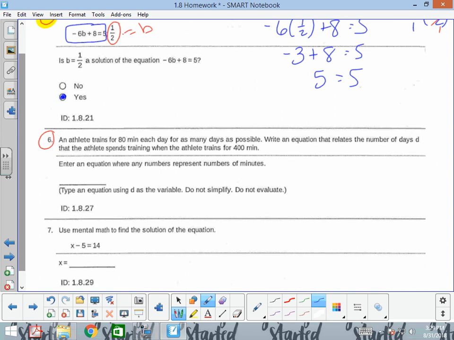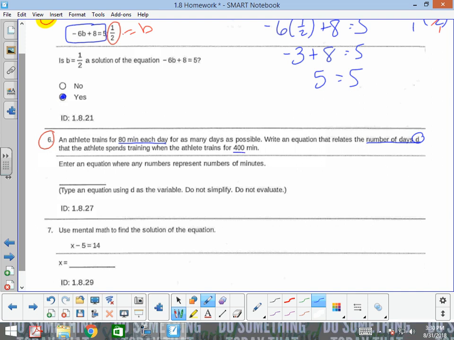And number 6 says, an athlete trains for 80 minutes each day for as many days as possible. Write an equation that relates the number of days, D, that the athlete spends training when the athlete trains for 400 minutes. So 80 minutes each day means we're going to multiply 80 times the number of days, which is D, and that equals 400. So that is the equation you're going to type. 80D equals 400.